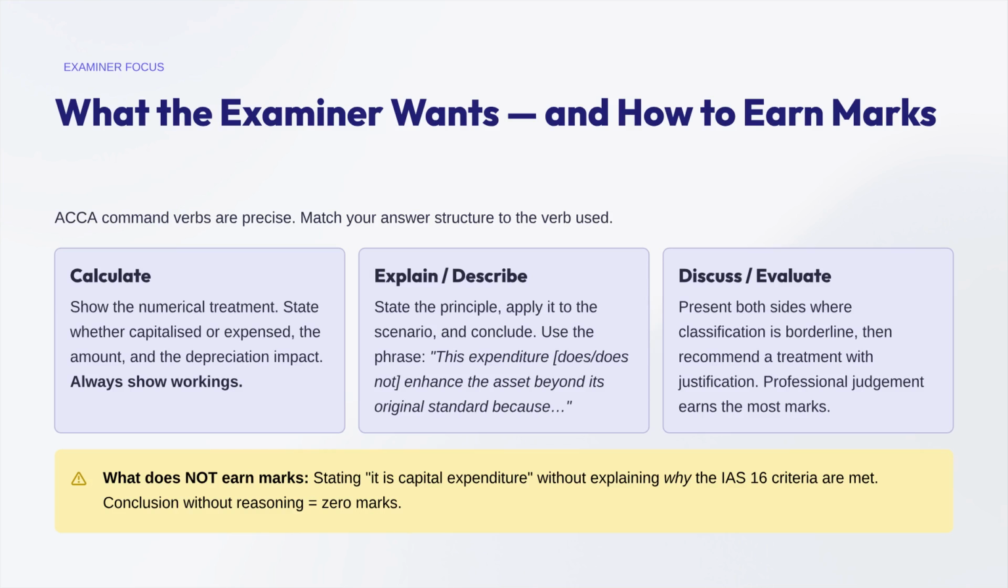And if it's discuss or evaluate, present both sides where the classification is borderline. Then recommend a treatment with justification. This is where professional judgment earns you the most marks.